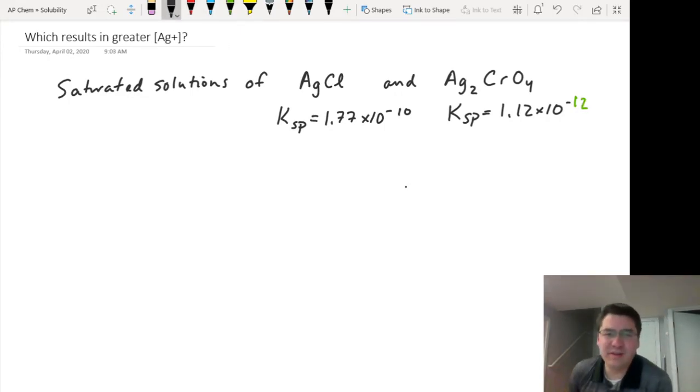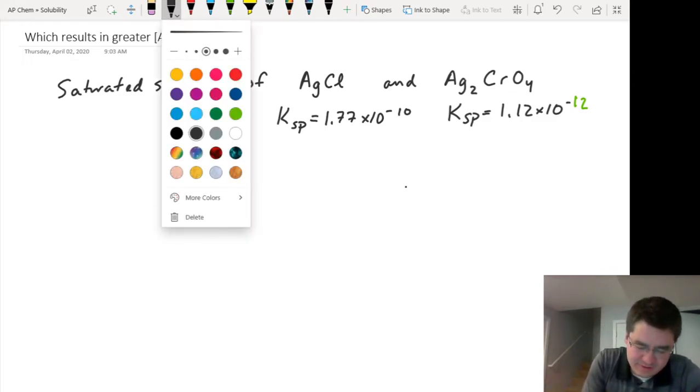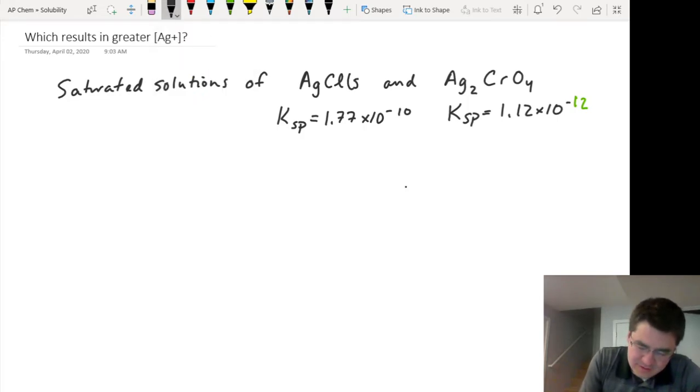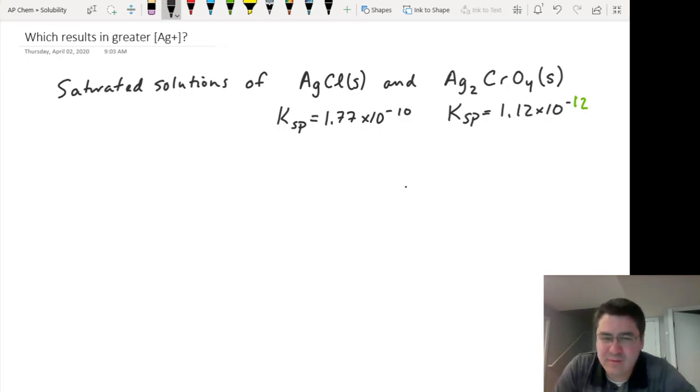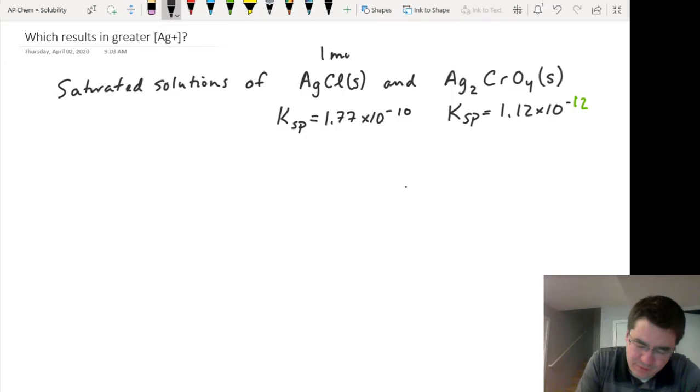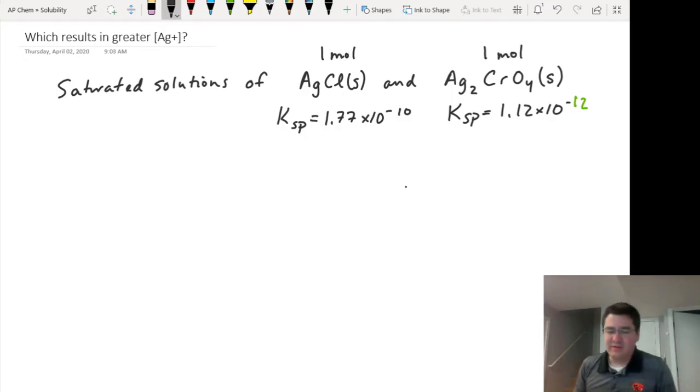Okay, look at those two. Can you give an argument which one would give more silver plus when it dissolves? Say they both start out as solids, you drop them in water, and you drop in an equal number of moles. Say you drop 1 mole of that solid in and 1 mole of that solid, and you stir them, and it dissolves slightly, but you know you've saturated.